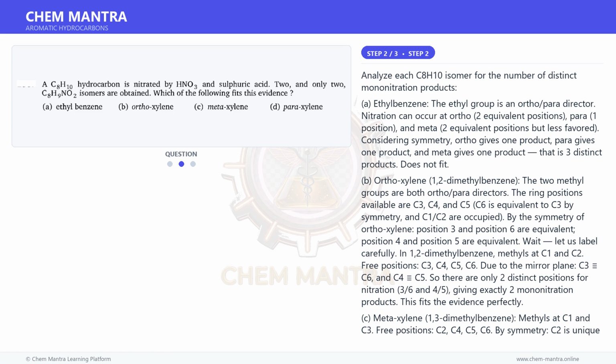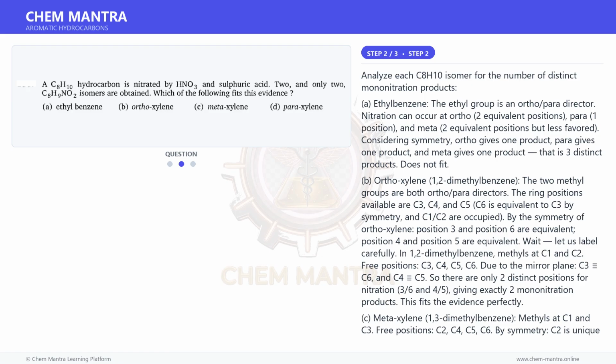C. Metaxylene, 1,3-dimethylbenzene methyls at C1 and C3. Free positions C2, C4, C5, C6. By symmetry, C2 is unique between the 2 methyls, C4, C6, ortho to one methyl, para to the other, and C5 is unique, para to both. Actually between them on the far side. So positions C2, C4 equal to C6, and C5, that gives 3 distinct products. Does not fit.